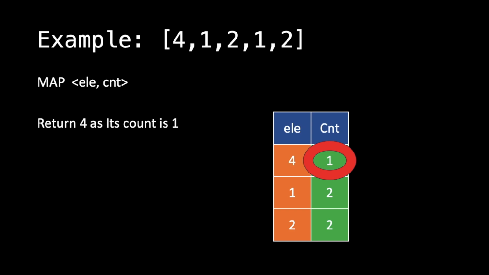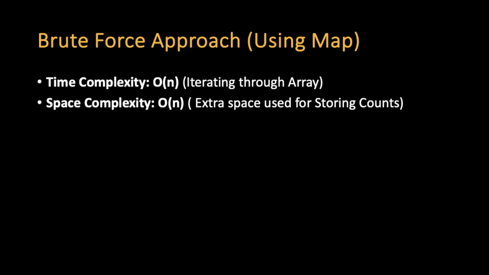Clearly we can see we will return the element 4 because 4 is the only element whose count is 1. Okay, so now let's discuss the time and space complexity. Time complexity will be O(n) because we will be iterating through an array and iterating through a map. But the space complexity in this case will also be O(n) because we are using extra space for storing the counts, that is the frequency of each element.